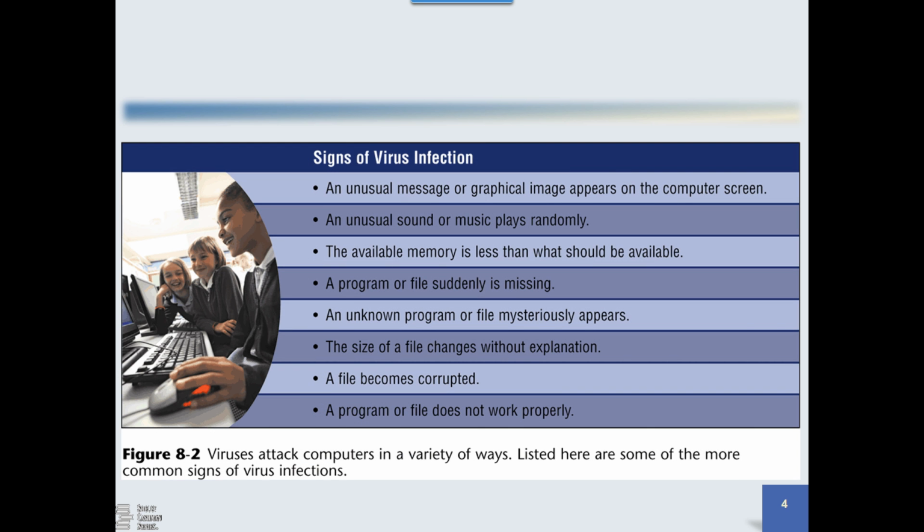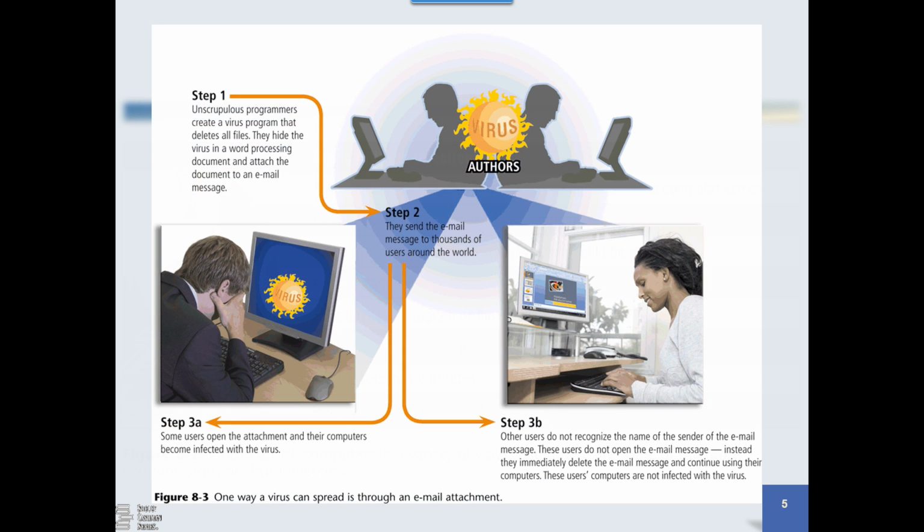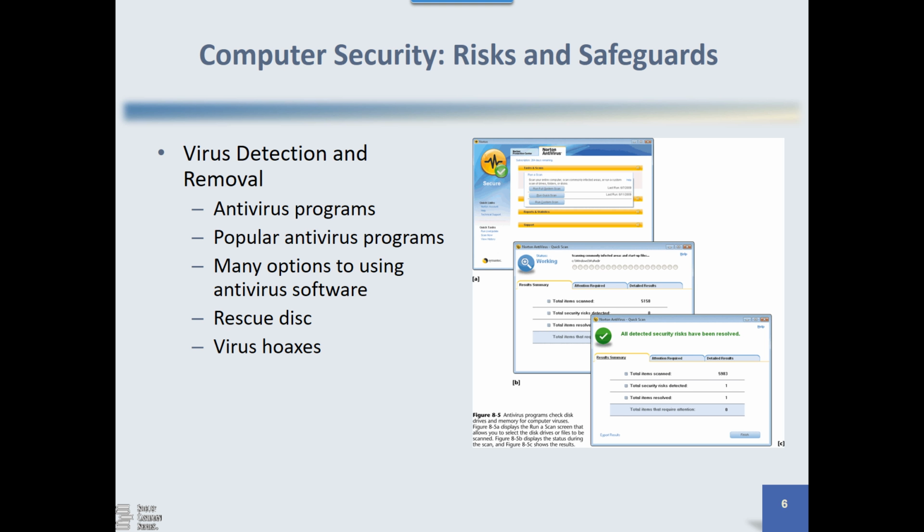And then steps of virus infection. Viruses attack computers in a variety of ways. Here are some lists of more common signs of virus infection. Another most common virus infection is through email attachments. So here are the steps shown in this diagram.